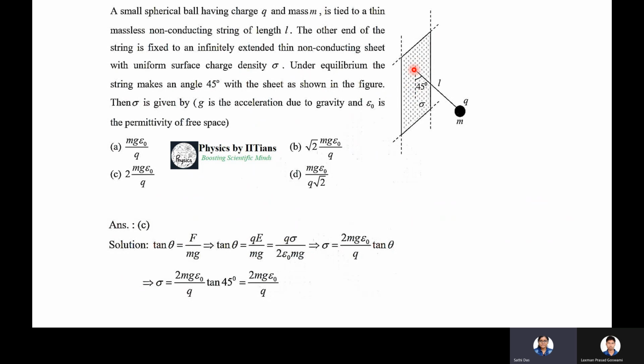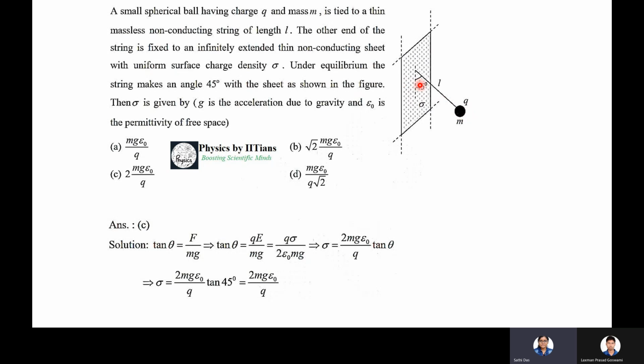Look here, first of all you should understand what the problem tells you. This is the infinite sheet, and it has a charge density of sigma, and this spherical ball of mass m is making an angle of 45 degrees with the sheet. First of all, it has been given that it is under equilibrium condition. Under equilibrium means the forces acting on the ball are equal and opposite. Now what are the forces that this ball is experiencing?